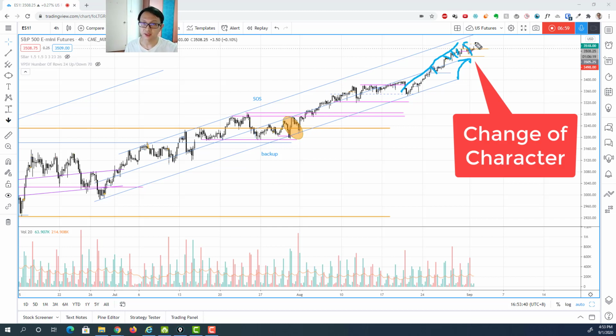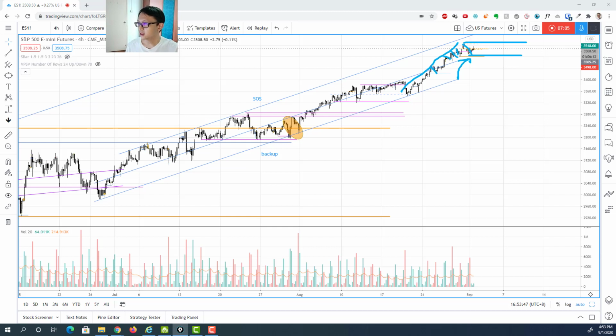So I suspect that we could just enter into a trading range. So this is another possibility. So let's just pay attention to what will happen next.